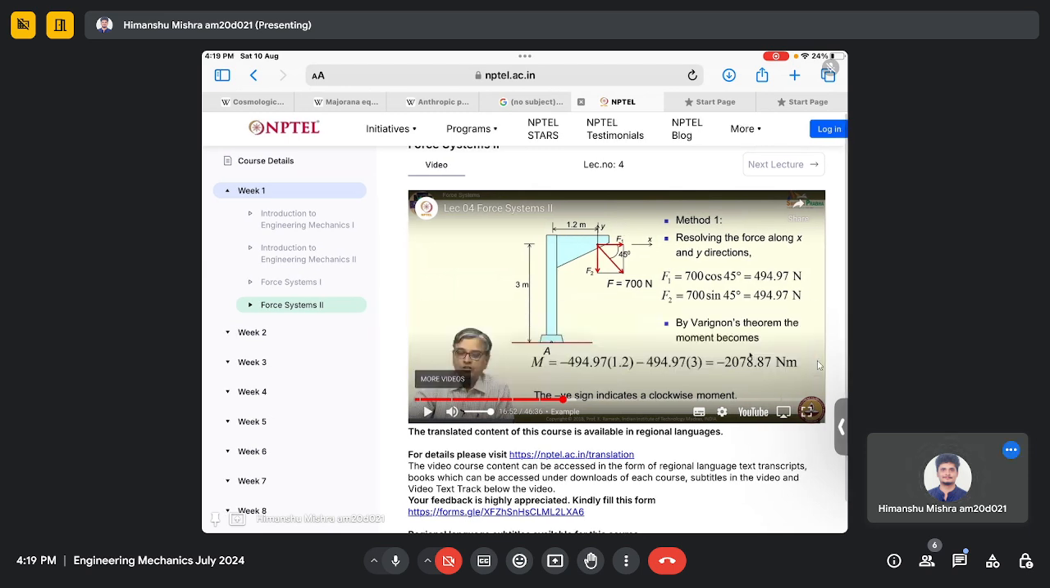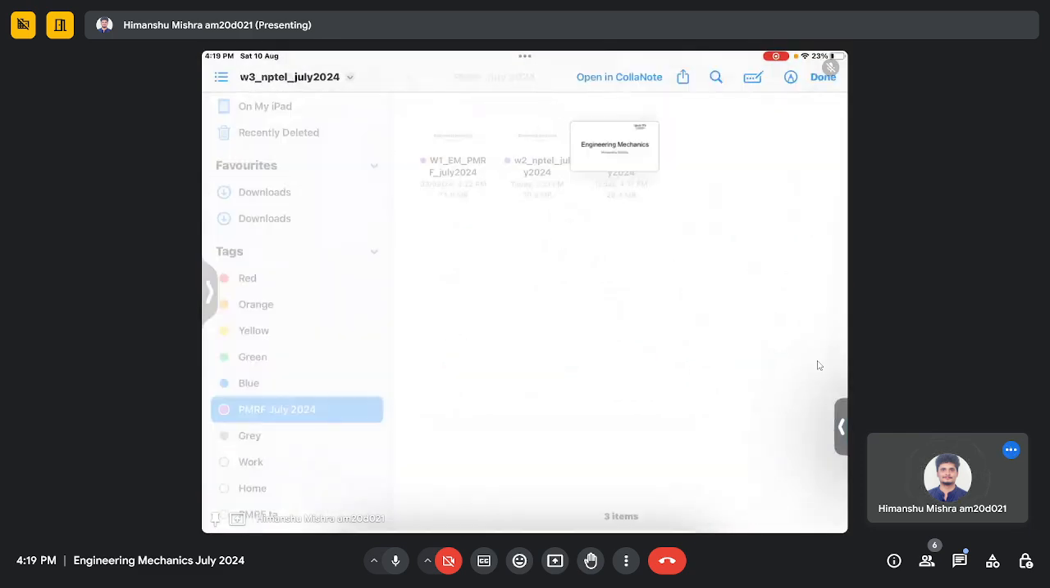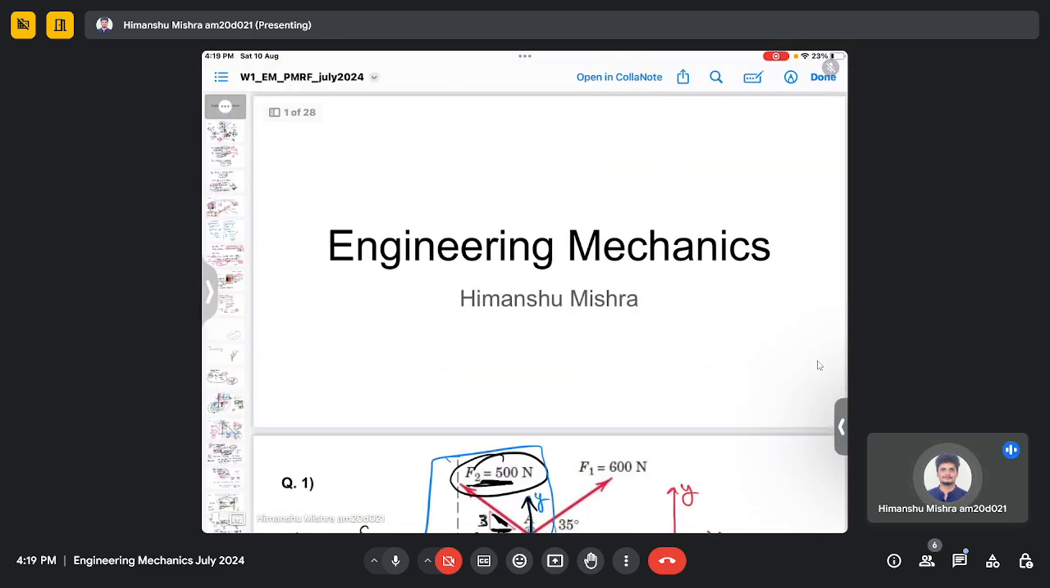Here, one thing is, while taking a moment, can we take this x, y axis anywhere, or is it necessary to take it at the point of application of force? You should always take it at the point of application only. But another thing is that there is a concept called line of transmissibility. We discussed this in the first lecture, and we use a different concept to solve that problem.